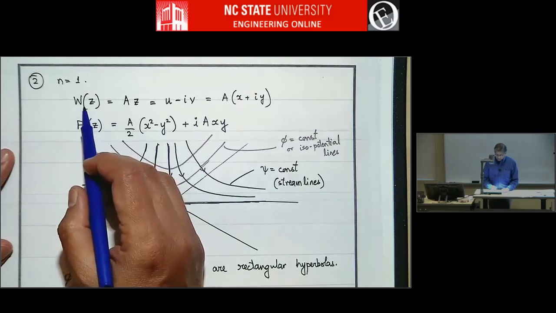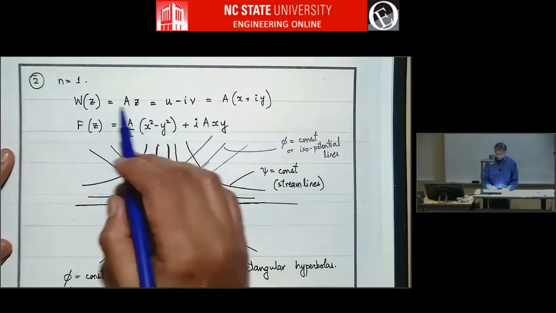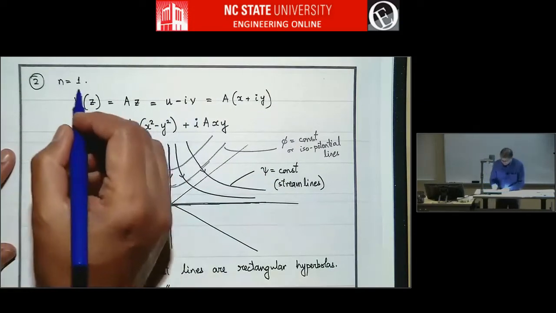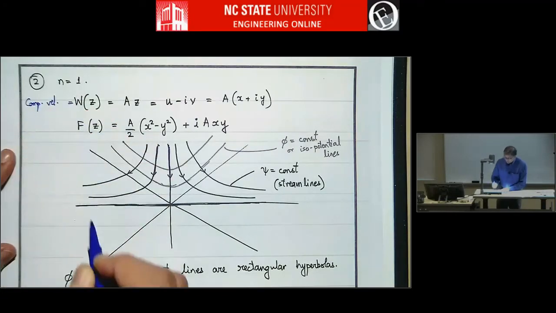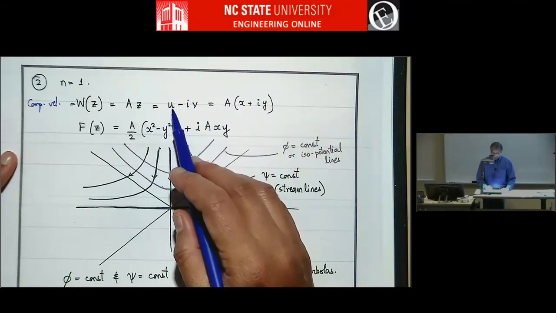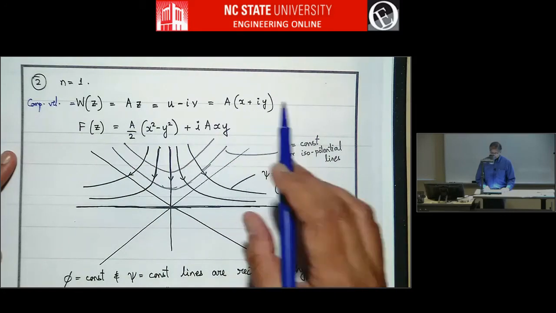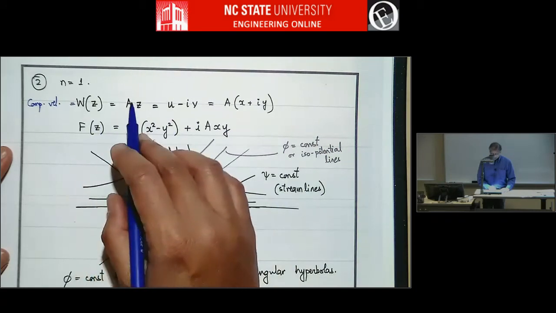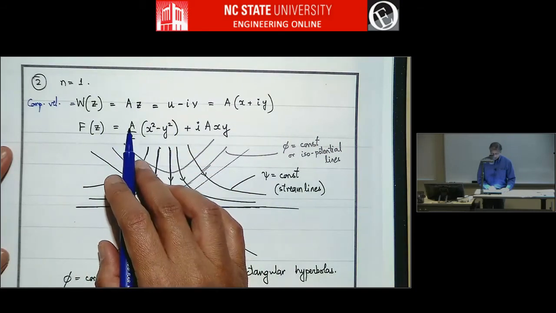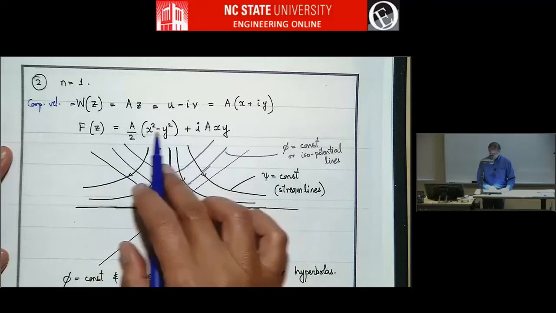So n equals 1 means complex velocity w is a times z, and that is u minus iv, and a times z is x plus iy, so it's a times x plus iy. Complex potential is a function that if you take the derivative with z, you will get this, right? So that is a times z squared over 2, and which turns out to be this in xy notation.